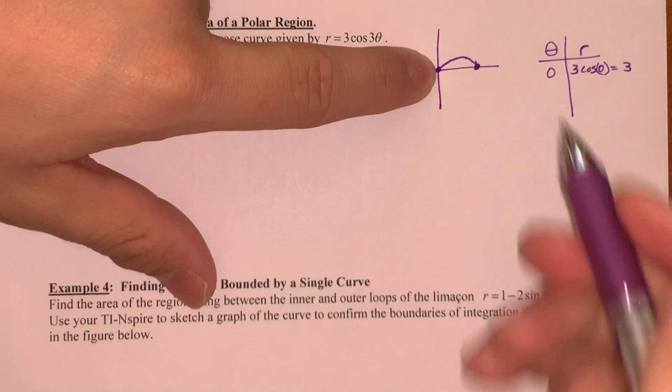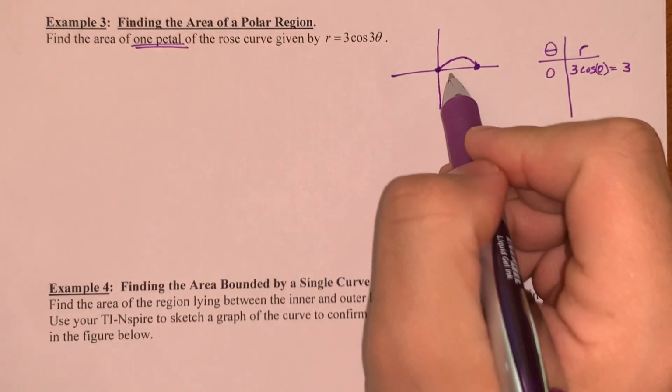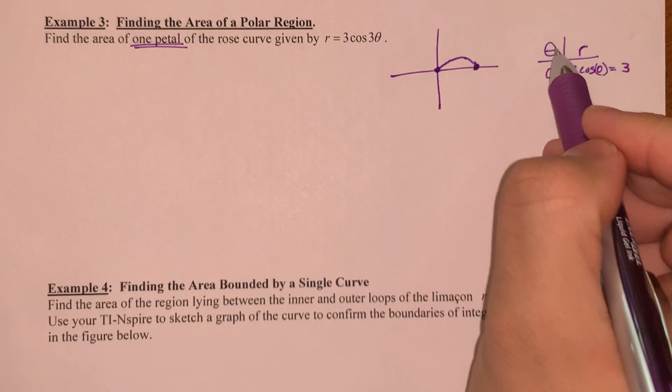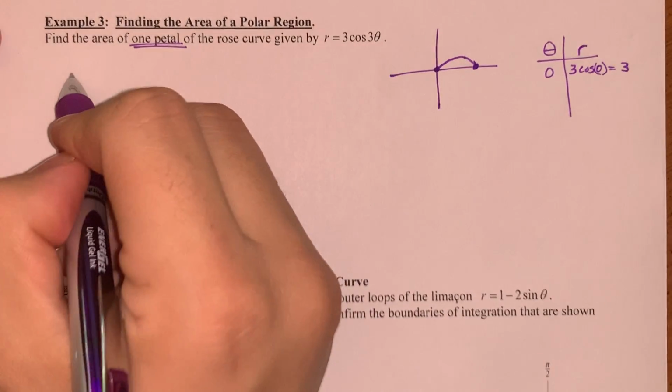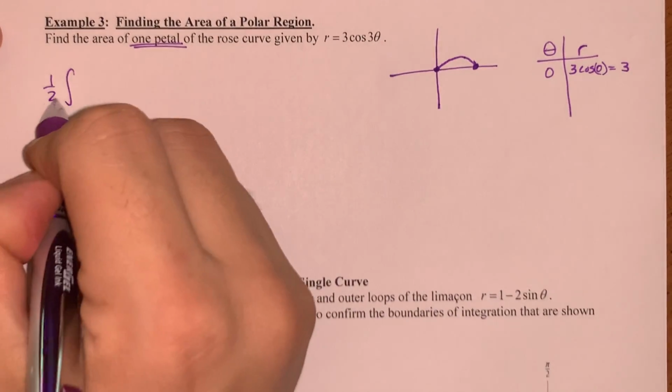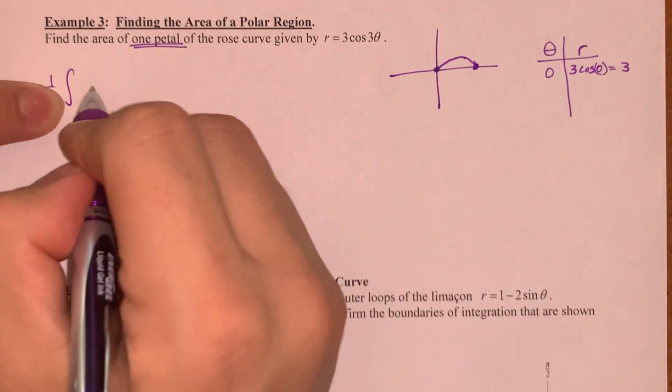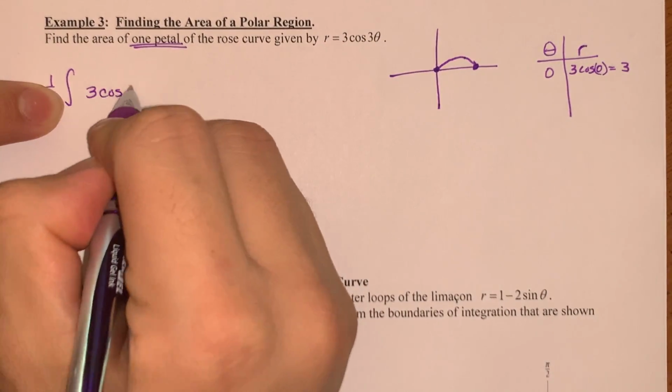So let's figure out from what theta to what theta. We know from a theta of 0, right? So let me set up the integral. So we have the integral 1/2. We know that our function is going to be 3 cosine of 3 theta.